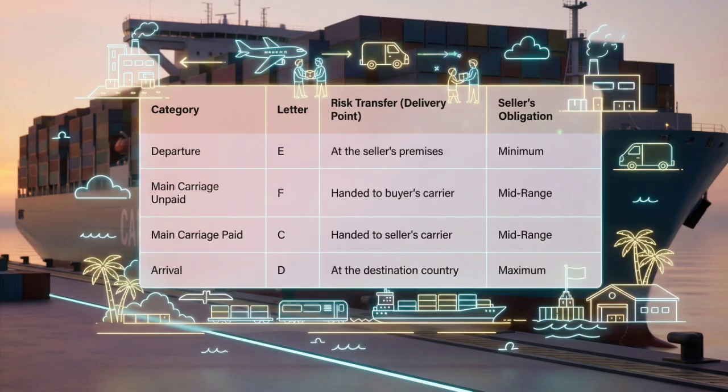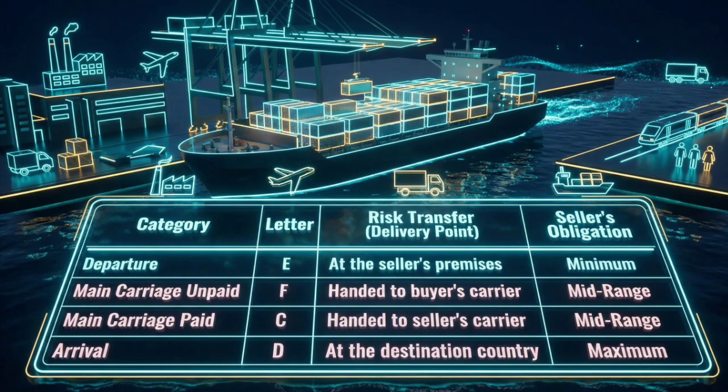So let's walk through this table together. The first category, Group E, stands for departure. Here, the risk transfers right at the seller's own building. This is the absolute minimum obligation for the seller. Next up is Group F, for main carriage unpaid. In this case, the risk transfers when the goods are handed over to a shipping company that the buyer chose and is paying for.